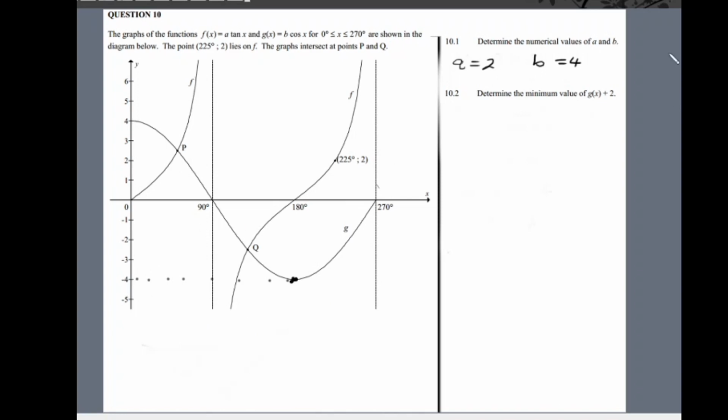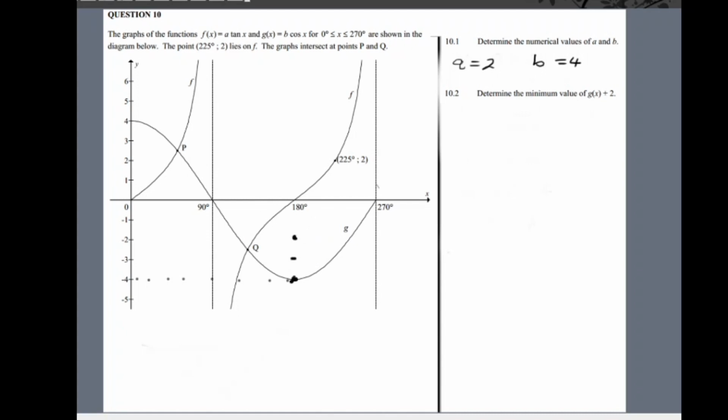So now to get the minimum value of g of x plus 2, you'll have to shift the minimum value of g of x 2 units up. So when you shift this point 2 units up, you will say 1, 2. So this point will now be here. Now that will be your minimum value.